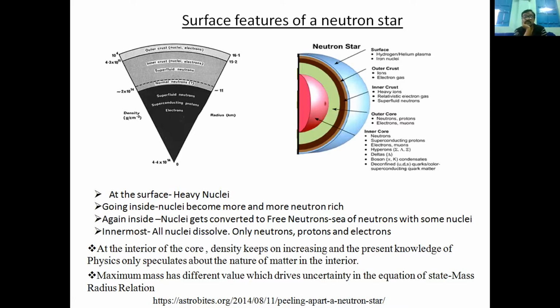Now at the interior of the core of the neutron star, density keeps on increasing, and the present knowledge of physics only speculates about the nature of matter in the interior. And the maximum mass has different values, which drives uncertainty in the equation of state as well as the mass-radius relation.